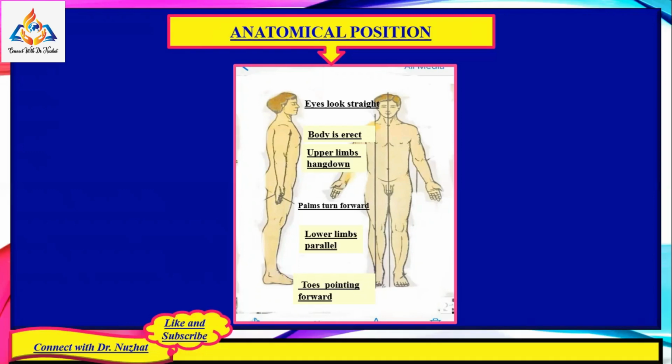Anatomical position, or standard anatomical position, refers to the positioning of the body when it is standing upright and facing forward, with each arm hanging on either side of the body and the palms facing forward. The legs are parallel with the feet flat on the floor and facing forward.